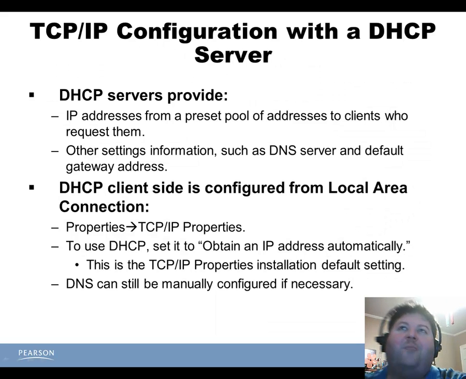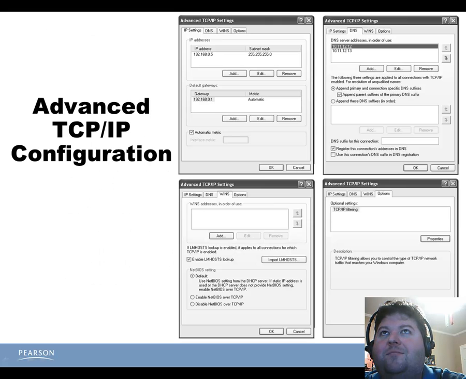So here they're just talking about DHCP. It provides the addresses from a preset pool. To turn it on, just set Obtain IP Address automatically. Under Advanced, you can add more than 2 DNS servers. This is where you add WINS. You can also add multiple gateways here if your network requires it.